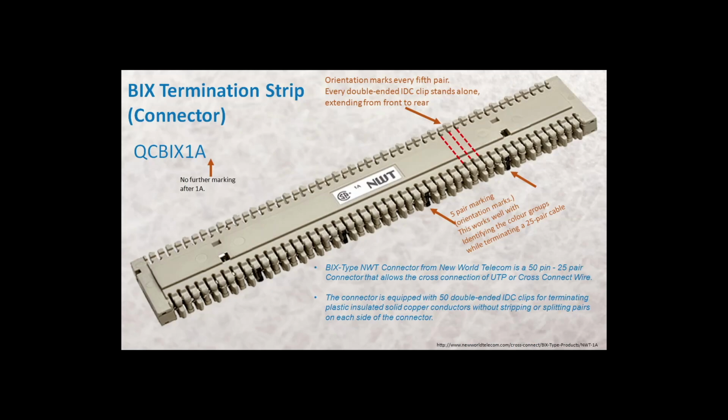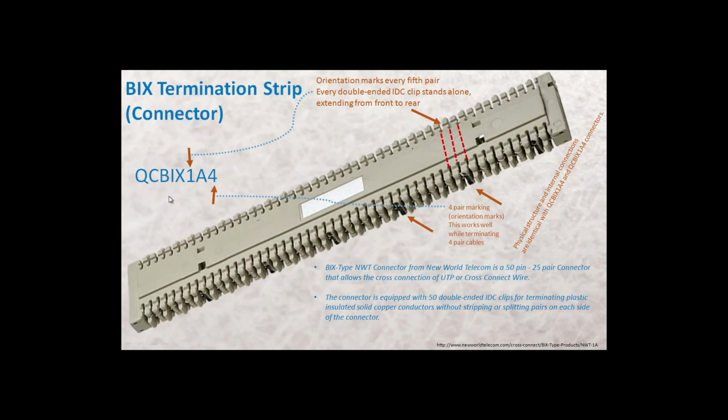All right, now let's take a look at this connector here. The BIX termination strip, or connector. Now, this one says QC BIX X1A. I think the QC stands for Quick Connect, but don't quote me on that. I was trying to find out what this means, but the closest thing I remember would be Quick Connect. BIX is the company name, and here's the designation 1A, and there could be others. I see this one is 1A4.